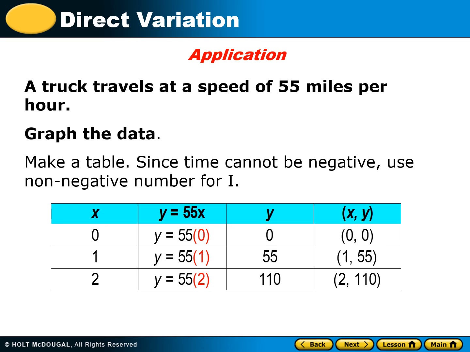The next step that we are going to do here is to make a table. Since time cannot be negative, we are going to use non-negative or positive numbers for x. If x is equal to 0, y equals 0. So we have the coordinates (0, 0). If x equals 1, then y equals 55. So we have the coordinates (1, 55). And if x equals 2, y equals 110. So we have the coordinates (2, 110).